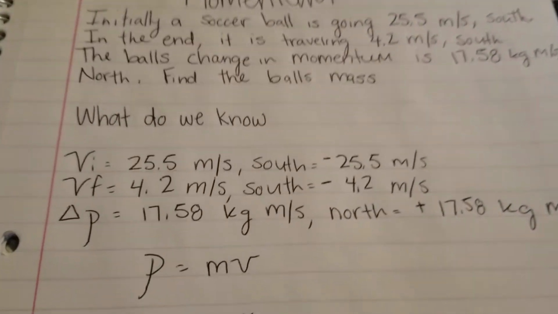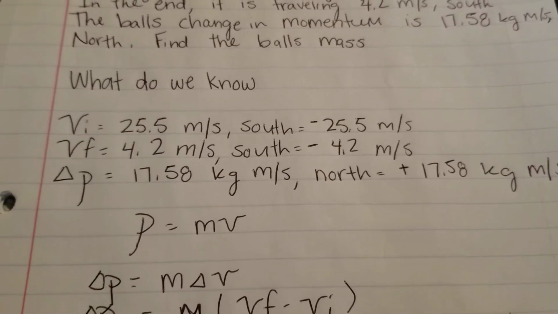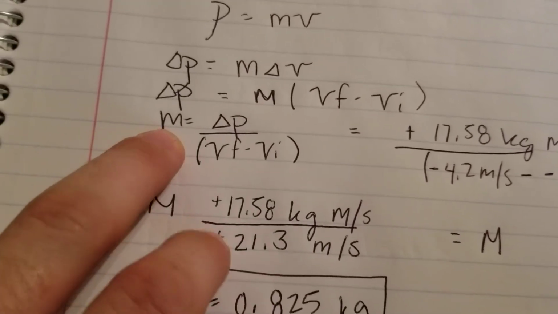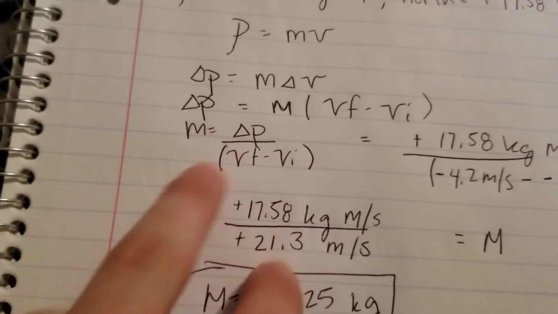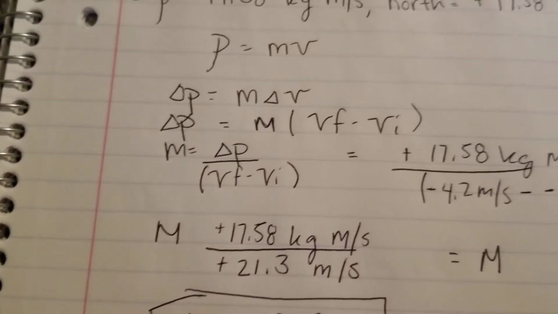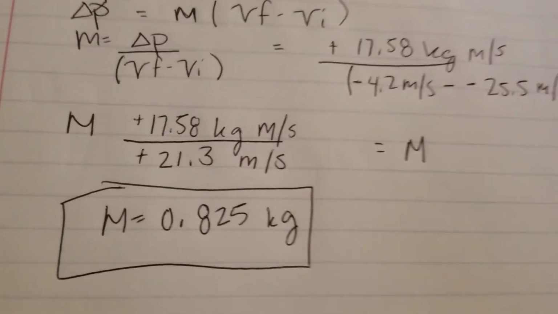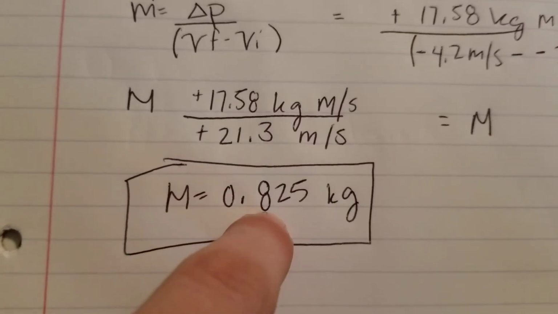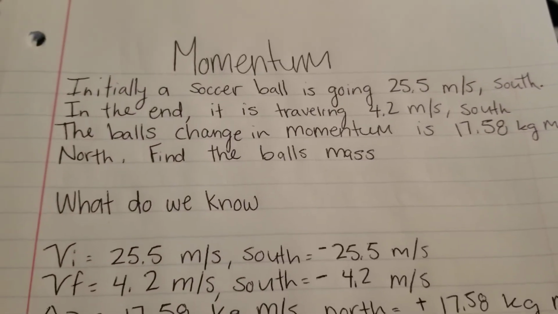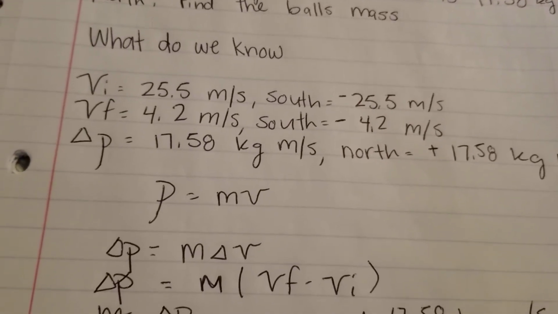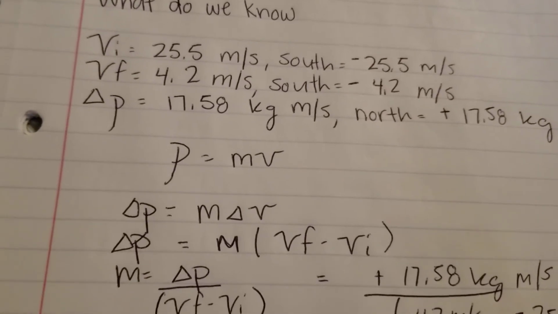We take our initial starting velocity, our final velocity, and our change in momentum, and we plug them into our formula, in which mass equals the change in momentum divided by our final velocity minus our velocity initial. If we plug that in correctly, we will get that our mass equals 0.825 kilograms. So, a pretty straightforward momentum question, which basically gives us a rundown of how to implement the change in momentum principle. So thanks again.